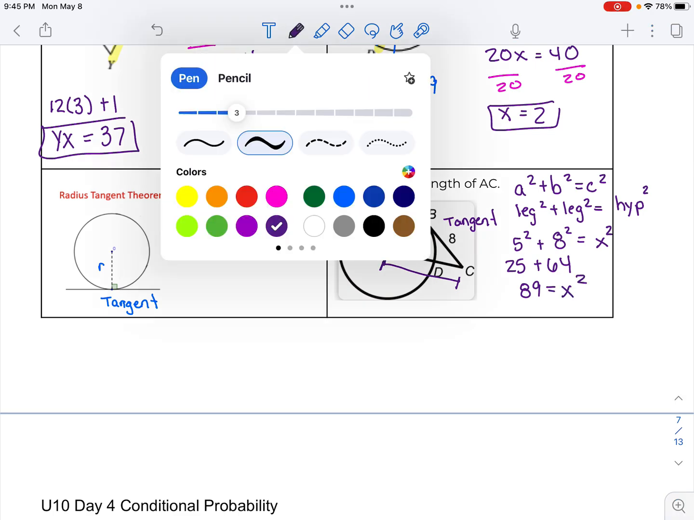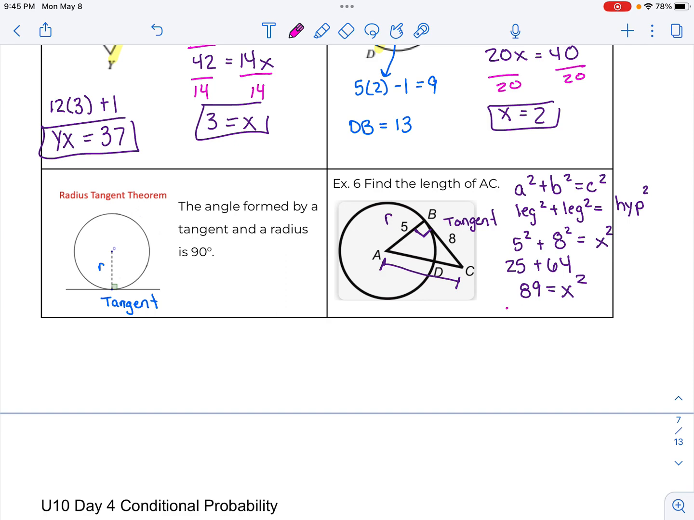So maybe you remember, to get x by itself, we have to square root 89, and we're just going to round it to the nearest tenth. So x would equal about 9.4. So if you ever see this, a radius and a tangent, they form a 90-degree corner, and to solve, we would use the Pythagorean theorem to find a missing side, whether we need to find the radius, the tangent, or this hypotenuse line.